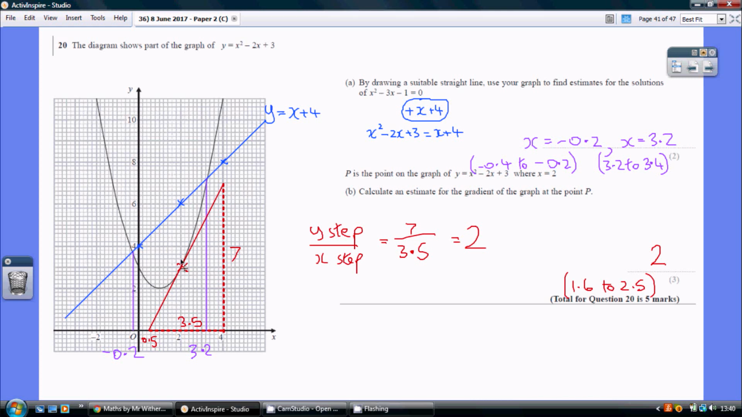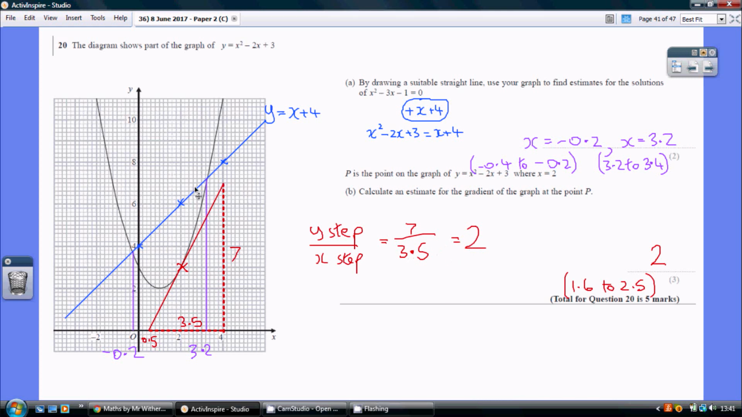This is the line that I've put in. And with mine, I've now got to work out the gradient of my line. Well, the gradient is y step over x step. My y step is 7. My x step runs from 0.5 to 4, so that's the base of my triangle of 3.5. So I've got a gradient of 2.